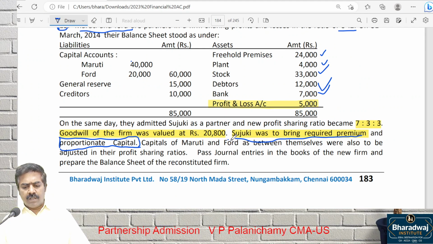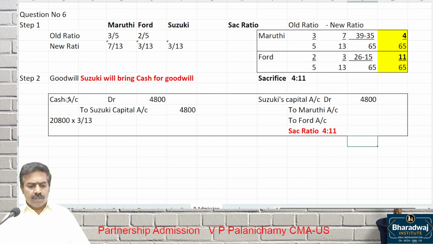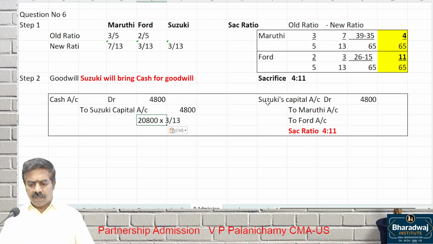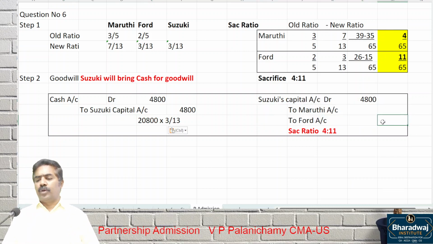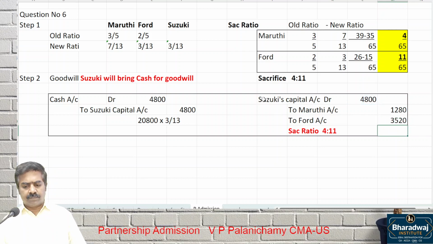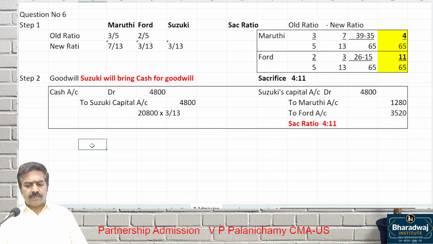Clearly mentioned in the question, Suzuki was to bring required premium. Required premium means in the 20,800, his share he has to bring in money. That is premium method. So cash account debit to Suzuki's capital. 20,800, 3 by 13 he has to bring. Yes, he brings. So that will be transferred in 4 is to 11. How much will it be? This into 4 by 15, this into 11 by 15. So goodwill is adjusted using which method? Premium method.